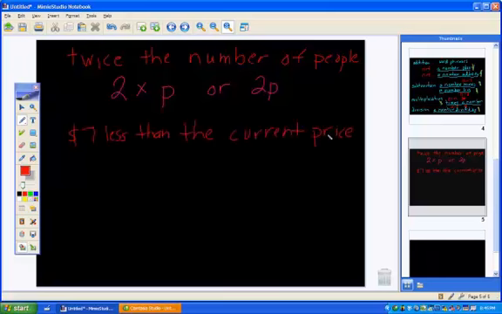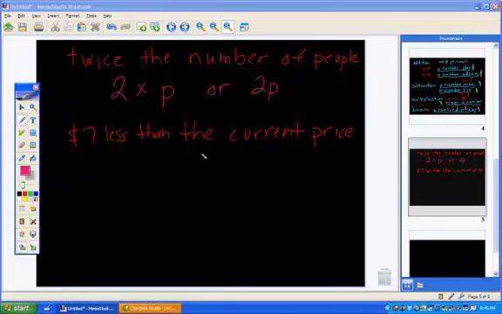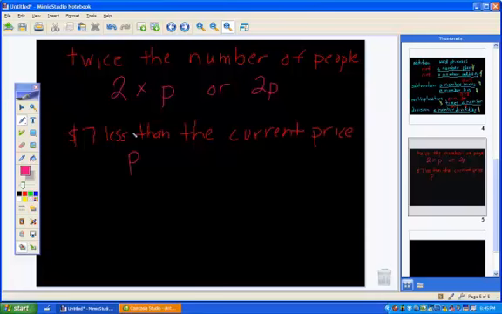Okay, let's try another one. $7 less than the current price. Okay, here we don't know the current price, but it is $7 less than the current price. So we start at the current price and we subtract $7, and that's how that one would work.